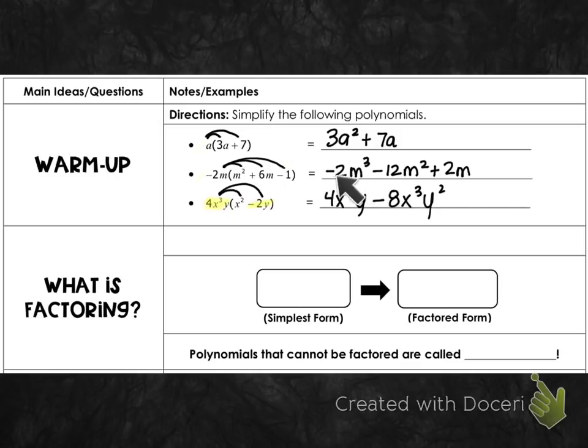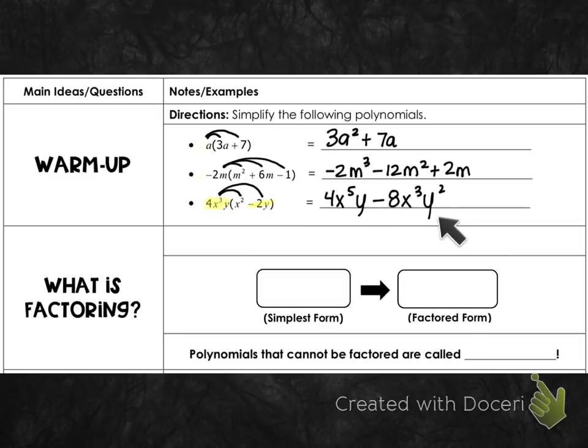And then we just divide this by negative 2m. So negative 2 divided by negative 2 is just a 1. And then if we take out an m here, we have 2 left. If we take out an m here, we have 1 left. And if we take out an m here, we have none left. And if we divide that by negative 2, it's 6. Divide that by negative 2, it's negative 1.